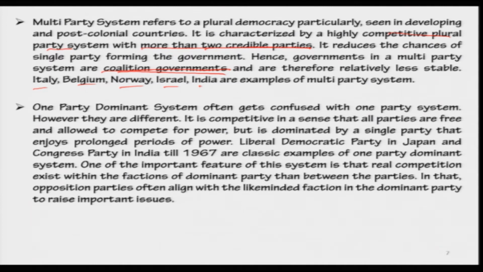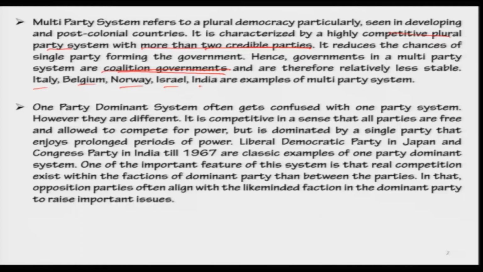If you remember, in one party system, the other parties are simply banned or not allowed to compete for the power. But in one party dominant system, there are possibilities or scope for the formation of newer parties and competition among them to form the government or to control the power.